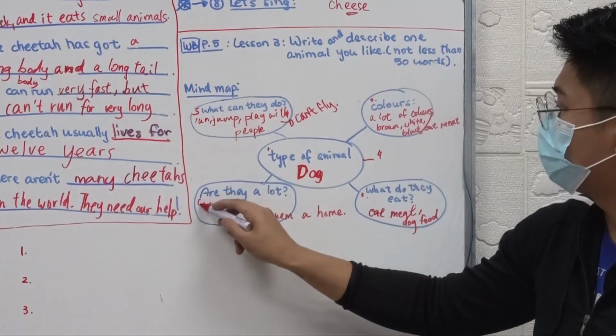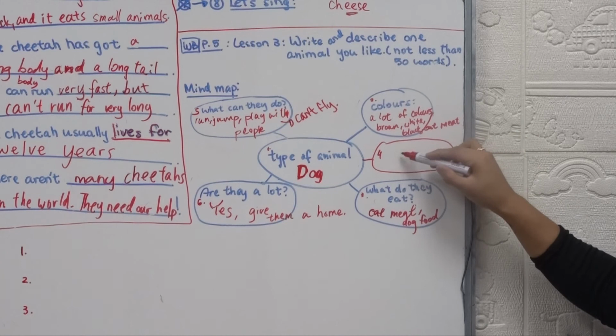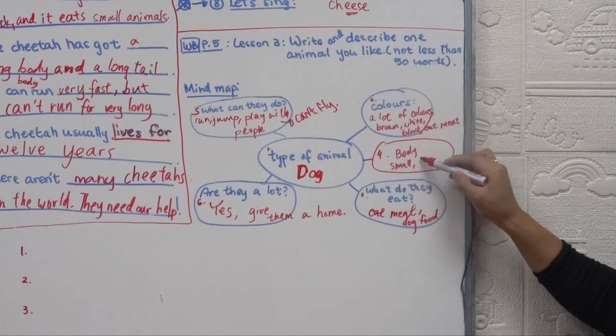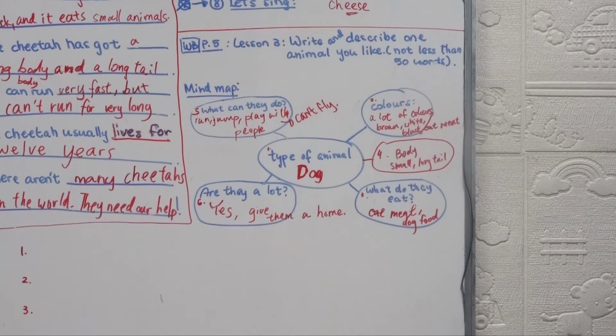5 and 6 maybe, okay? Number 4 will be the body, right? What is the body of a dog? Maybe a small body with long tails, right? Or big body and long tails, right? Depends on what kind of dog you like, okay?